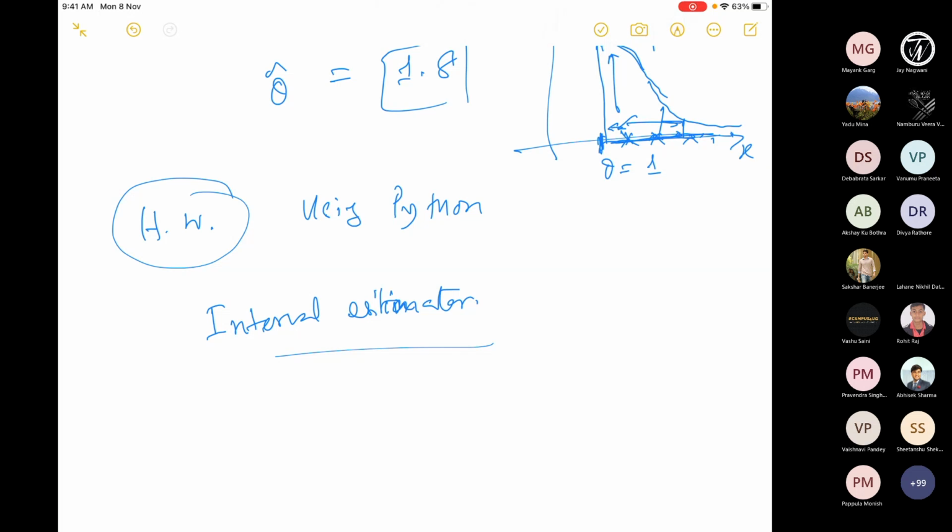So what is an interval estimator? You have a value theta, which is a parameter. We are trying to estimate this value. If I give you an interval, that will be a better estimation. But in that case, you also have to say with how much confidence you are giving this interval.